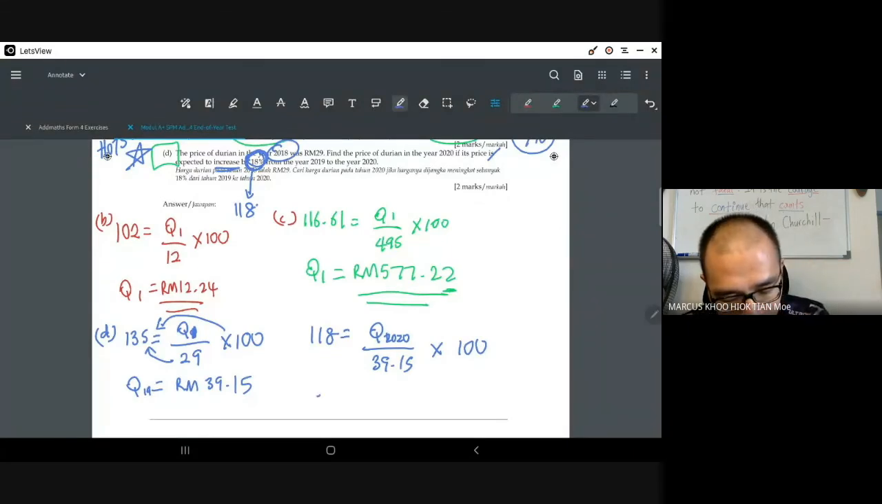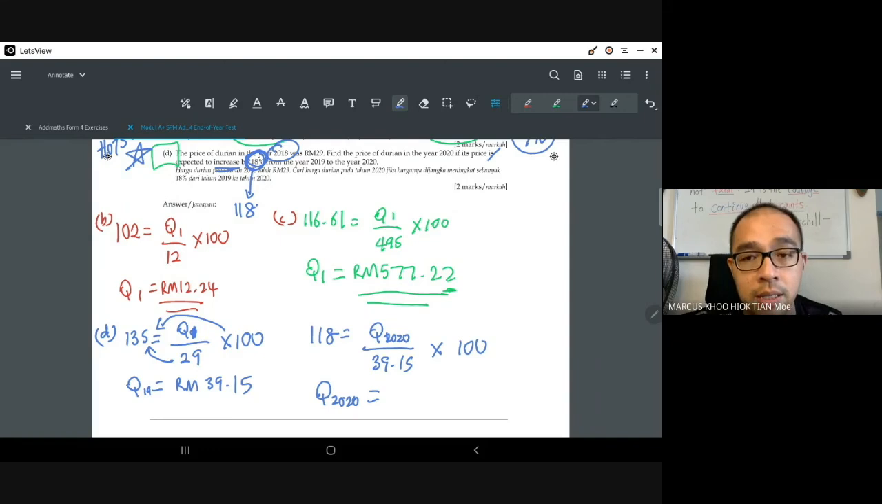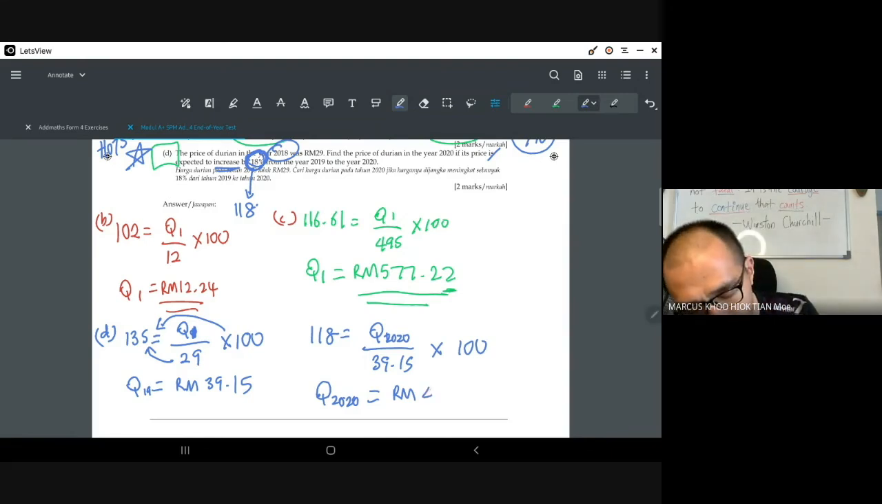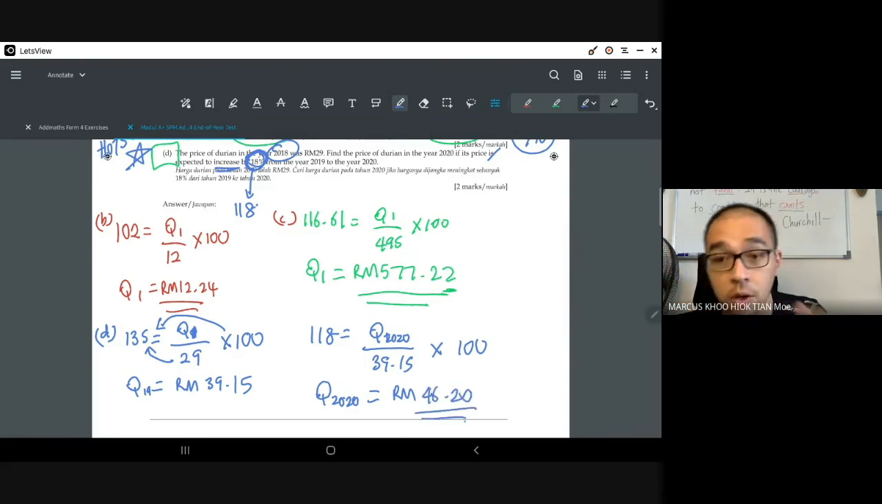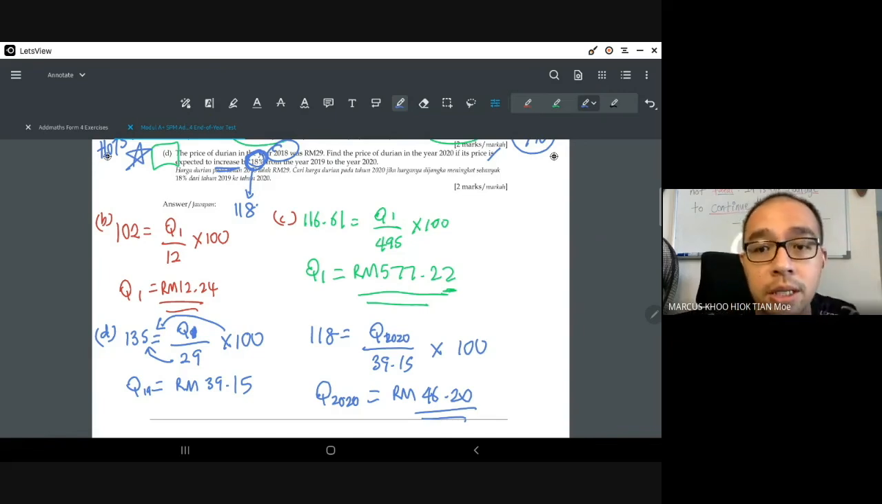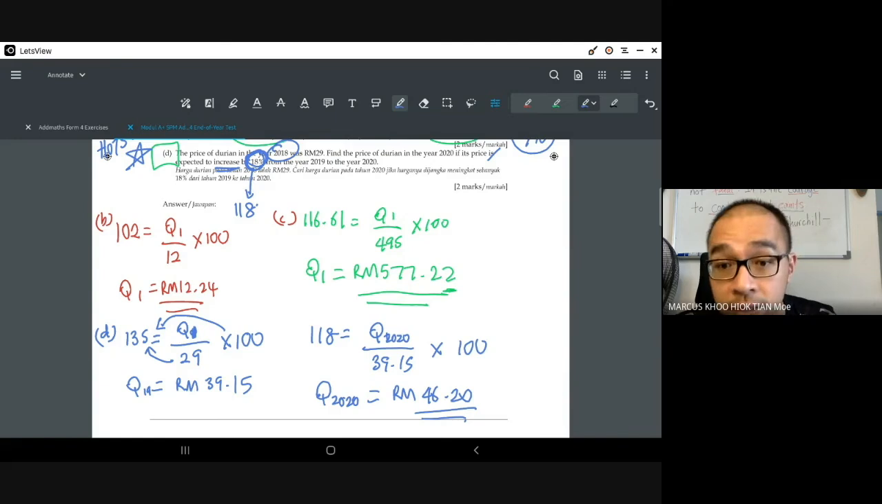All right. Can I have Q 2020, please? You know what? I'm going to ask Olivia again. Olivia, I want you to calculate this because you need to know how to calculate this. Very good. Okay, 46 ringgit and 20 cent. So don't forget how to calculate this because it's very easy, just move the numbers around. Actually it's 46 ringgit and 19 point something, but good that you rounded it to 46 ringgit and 20 cent.